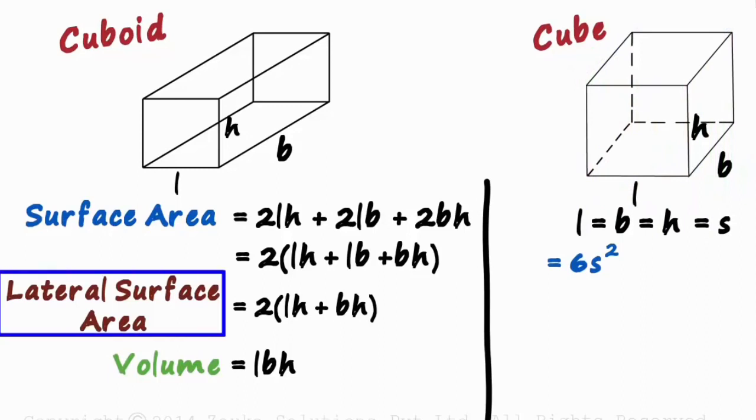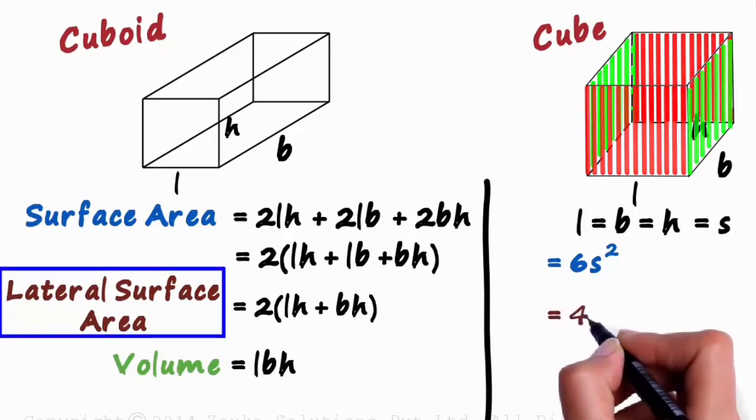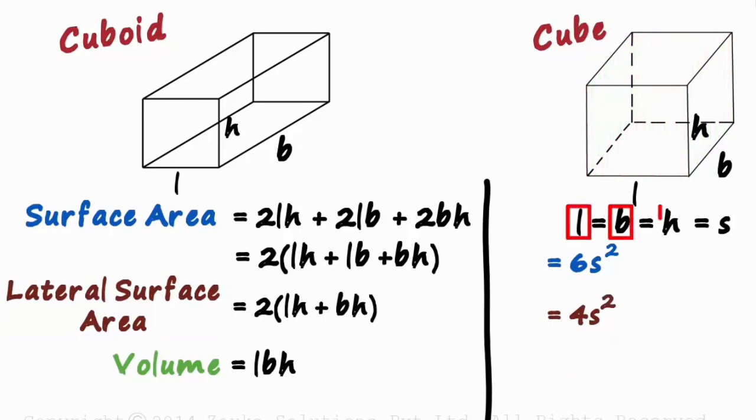What will be the lateral surface area and volume then? As it has 4 faces on the side, its lateral surface area will be 4 S square. As L, B and H are equal to S, the volume of the cube will be S cube.